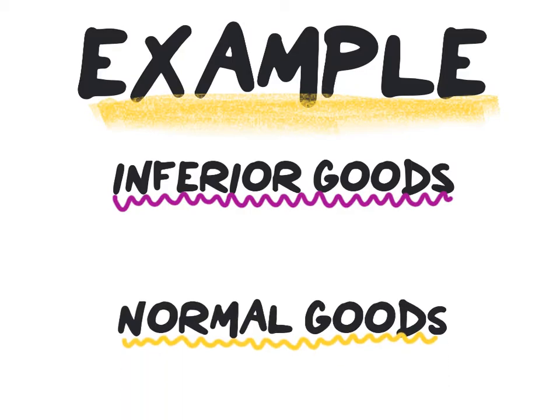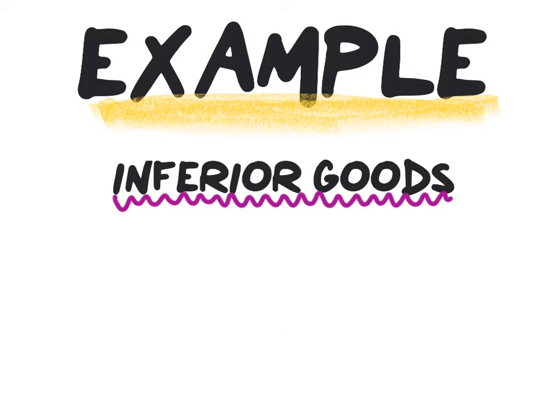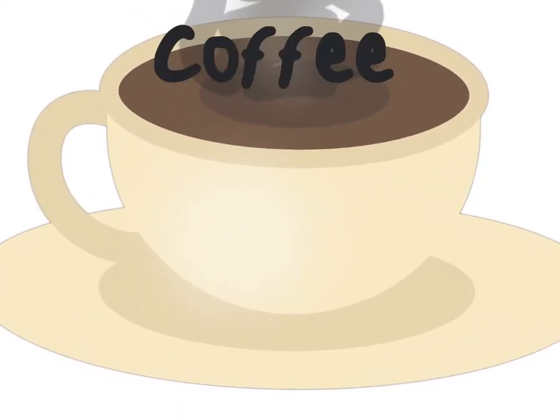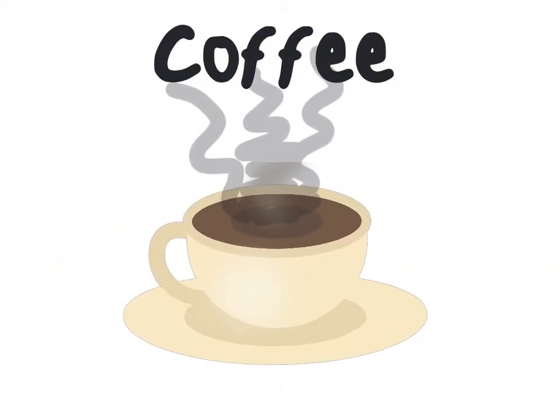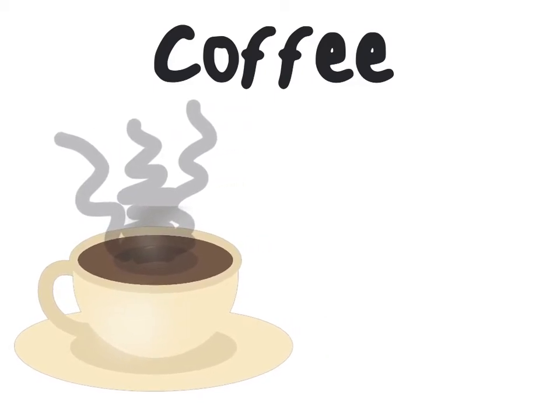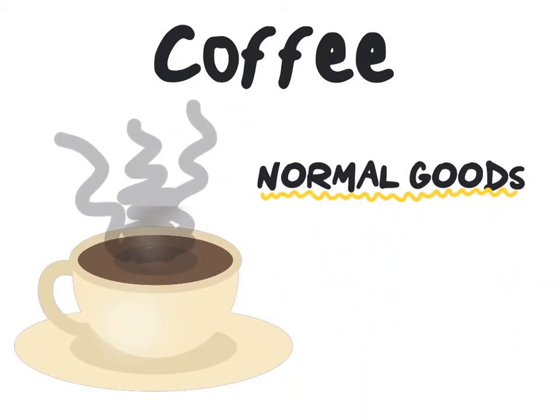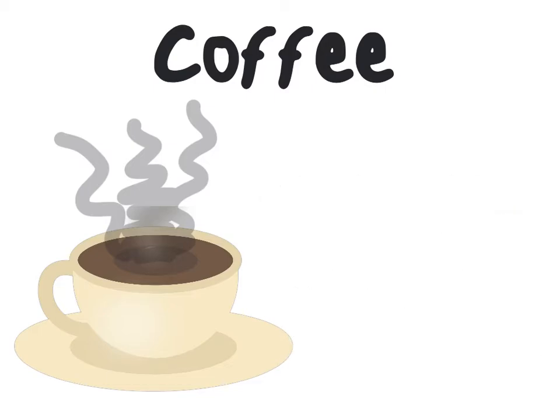Let's look at our first example. We will now differentiate between inferior goods and normal goods. Our first product, coffee. Coffee can be classified as a normal good. This is due to the relationship that coffee has with income and quantity demand. If our income increases, we will demand more coffee. Increase in Y will therefore lead to an increase in quantity demand.